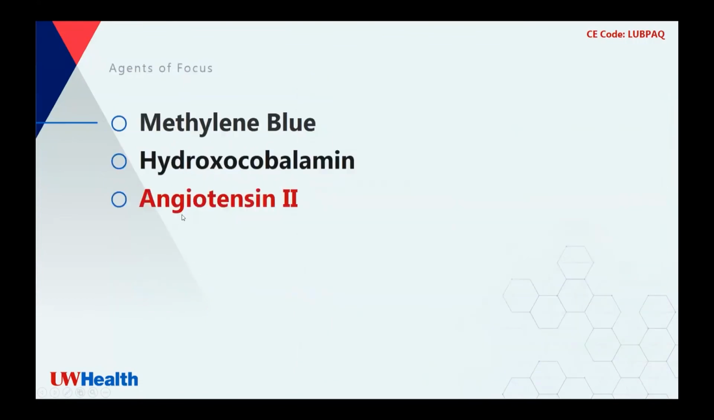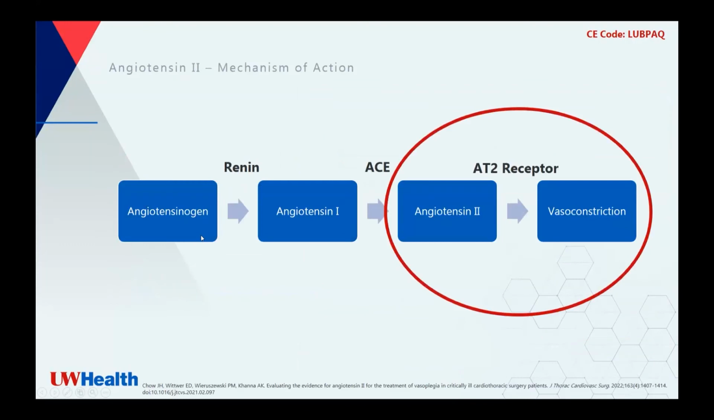So now let's move on to our final agent, angiotensin II. We'll take a moment to review the well-known renin-angiotensin-aldosterone system. As we know, angiotensinogen is converted to angiotensin I by renin, and then angiotensin I is converted to angiotensin II by ACE, and then angiotensin II binds to the angiotensin II receptor, causing vasoconstriction.